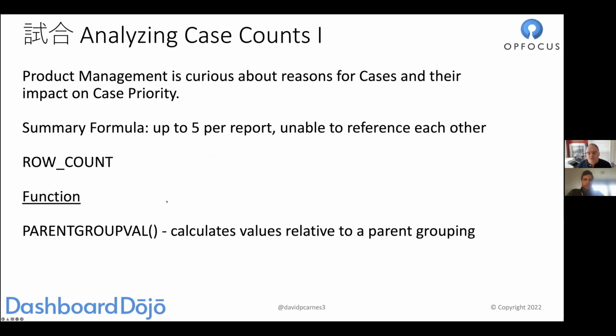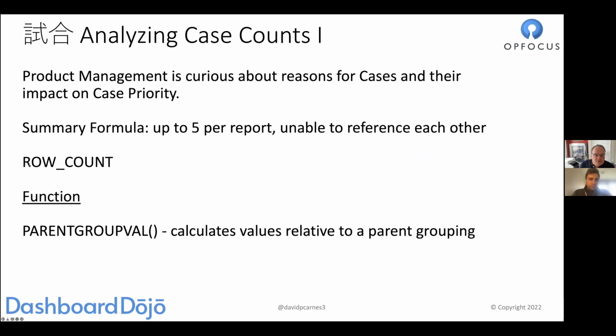All right, so we're going to do 2 more exercises. We want to analyze case counts. So product management is curious about the reasons for cases and their impact on case priority. We can use up to 5 summary formulas on each report. One quirky thing that's been true forever is they can't reference each other. So you go ahead and create a report, you group it by something, and then you're able to add up to 5 summary formulas. They just can't reference each other.